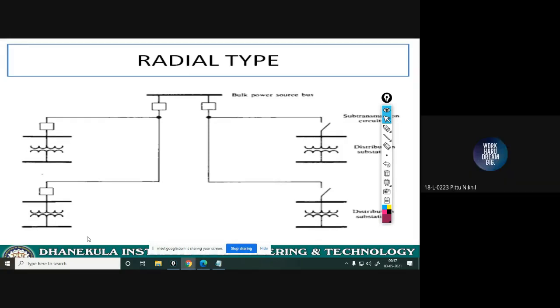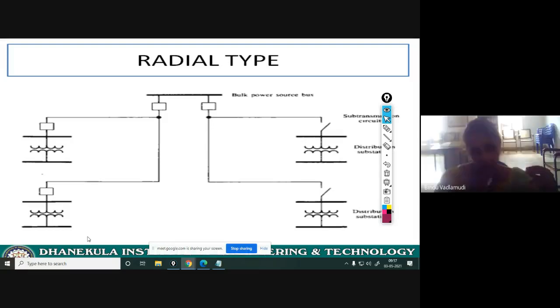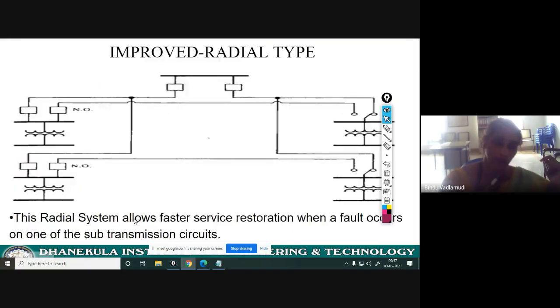Continuous power supply. Yes, reliable continuous power supply. Is it possible with this radial system? No, ma'am. Why? Because there is no backup protection or backup system for this type of arrangement. So we have to improvise this radial system. We have to overcome the drawback of this radial system.